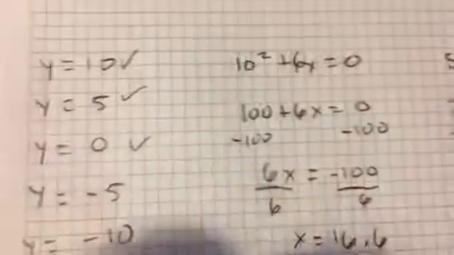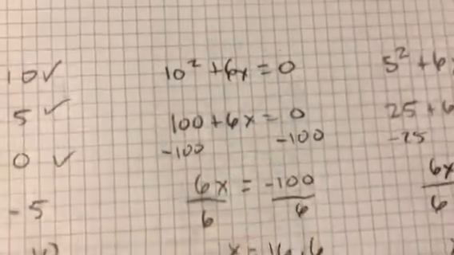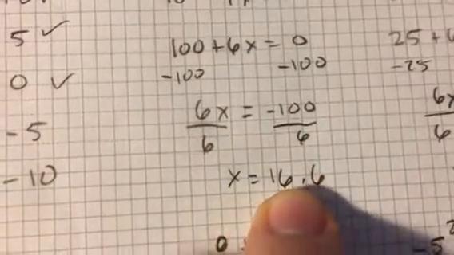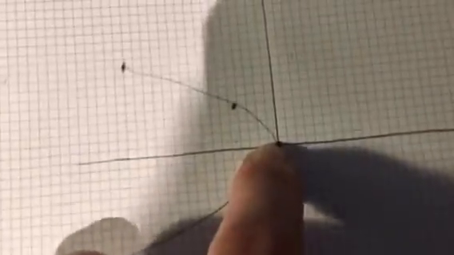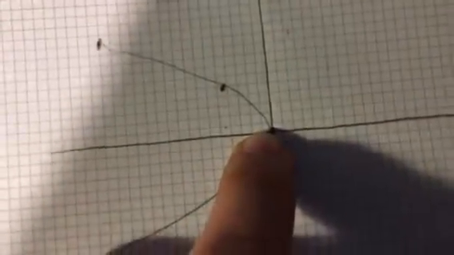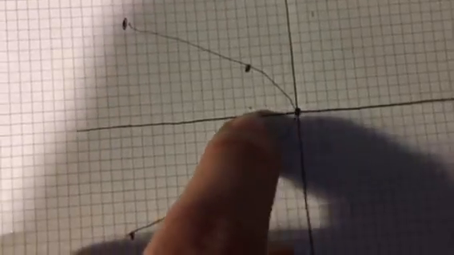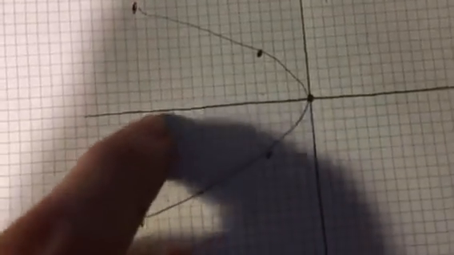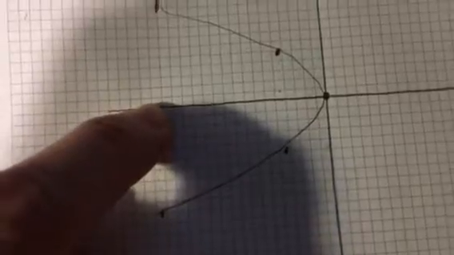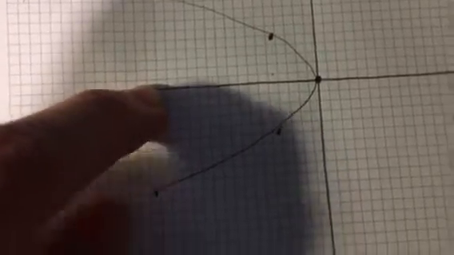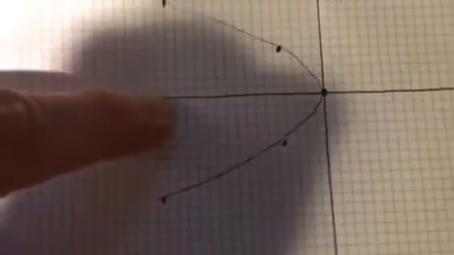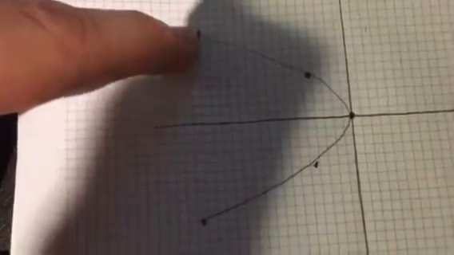So the first one, we have the x value of 16.6. So we're going to do 16.6 on the x-axis. So that's all the way over here, 1, 2, 3, 4, 5, 6, 7, 8, 9, 10, 11, 12 through 16.6. About there. And it was 16.6, and then it was positive 10 on the y-axis. So then you go up 10 and plot that.